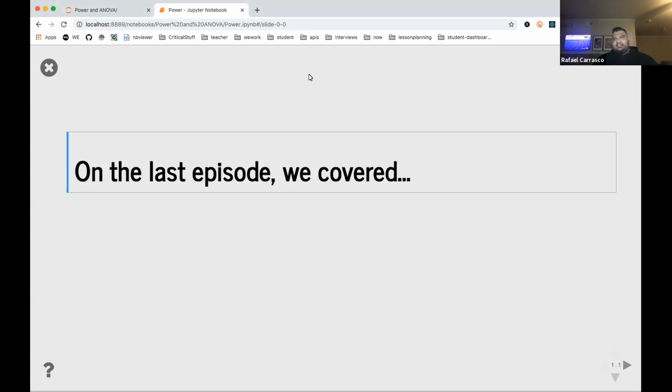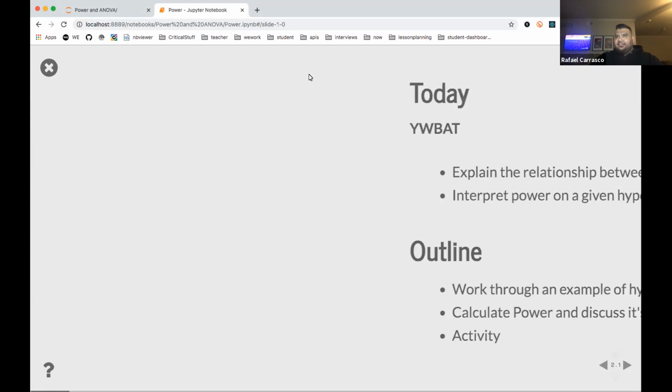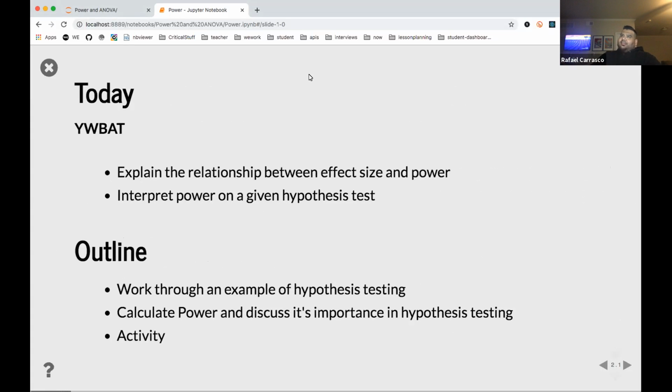All right, so last time we talked about type 1 and type 2 errors, effect size, how to use SciPy stats to run t-tests, and interpret those p-values from those t-tests. And that's all well and good, but today we're going to come across a scenario where effect size isn't going to be good enough and we need to do a power analysis.